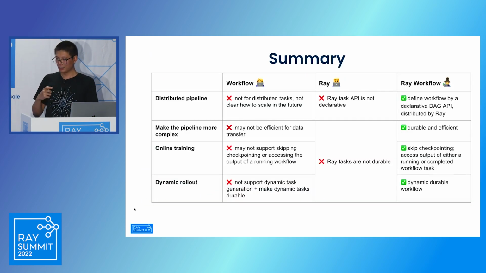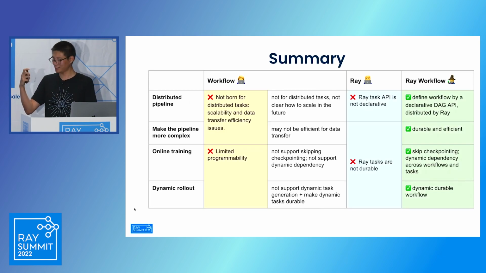So here's the summary. It's basically the copy of the first table. And then we can arrange this a bit to see that it actually addresses the pain points we listed before. For example, workflow systems are not built for scalability for distributed tasks, and you are also limited in programmability. And with Ray, the task API is not declarative, and tasks are not durable. These four attempts to build a pipeline and extend it actually prove these pain points, and also show that Ray Workflow is capable of solving them.